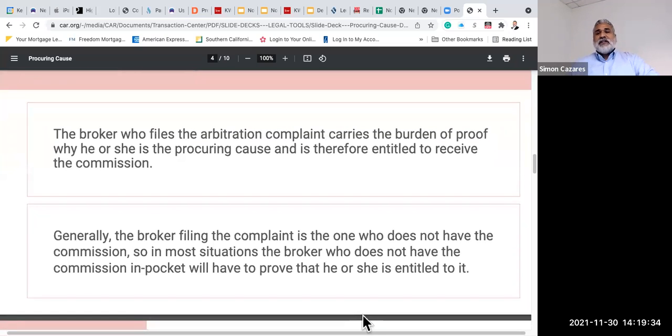Generally, the broker filing the complaint is the one who does not get the commission. And that's typically if I feel that I was entitled to a commission because I was the procuring cause of this buyer buying this property, but I'm not getting any type of commission because the buyer ended up going in a different direction, I have the burden of proof to provide the evidence of why I should be entitled to that commission. So that's what today's lecture is, understanding your role.